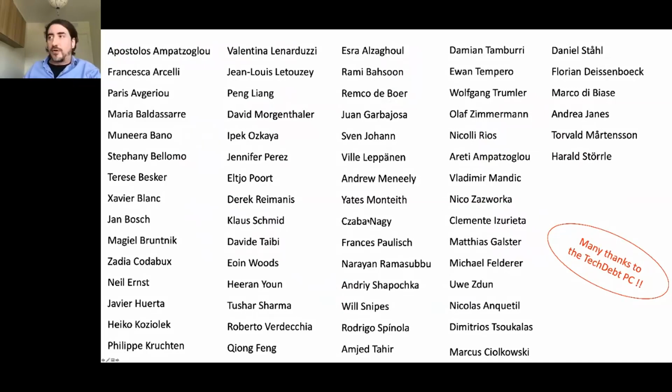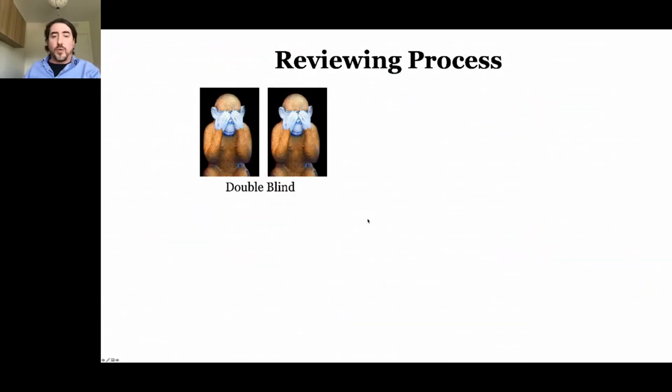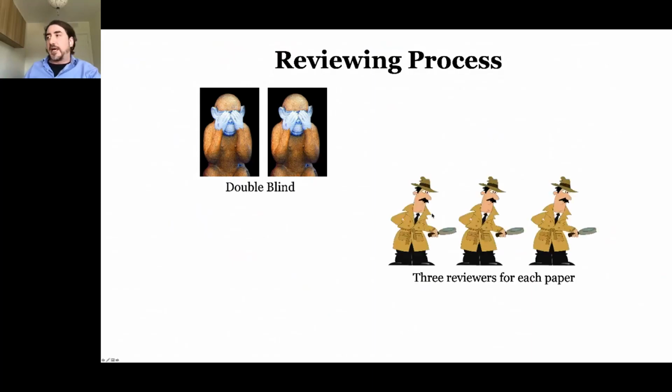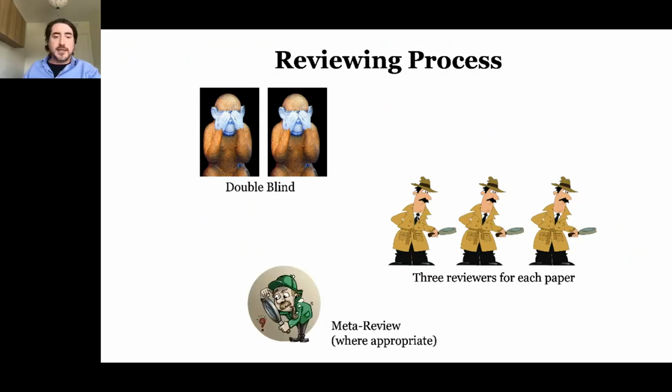So thank you all. What did we do? We had a reviewing process which consisted of a double-blind review first. We assigned at least 3 reviewers to each paper. And in some cases, when appropriate, we gave the authors a meta review of their papers.